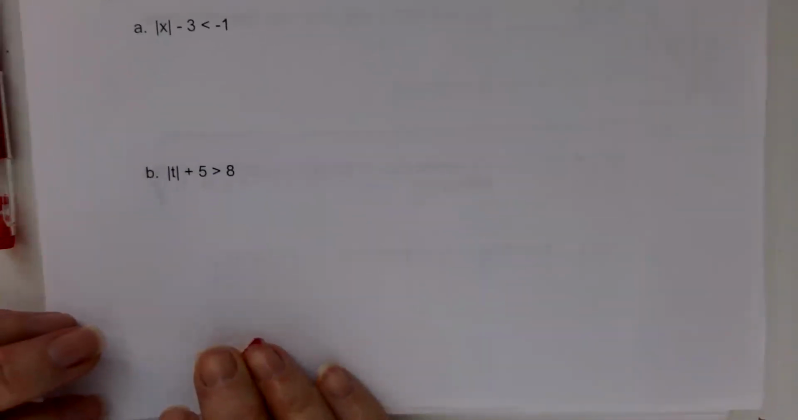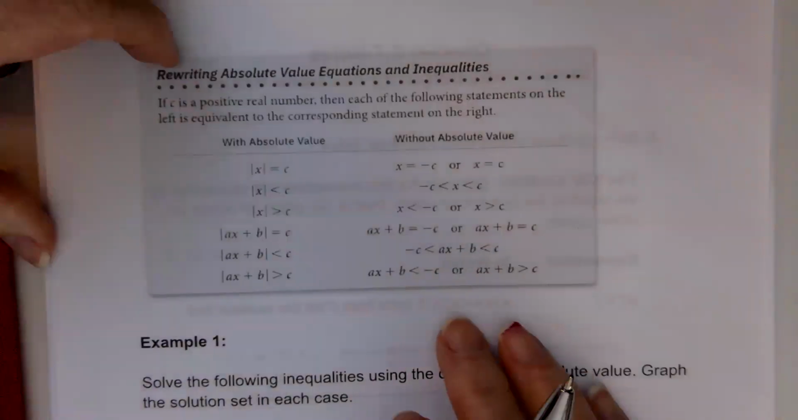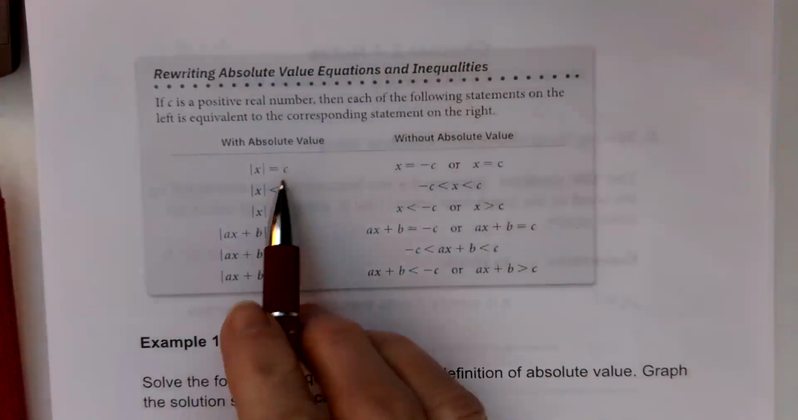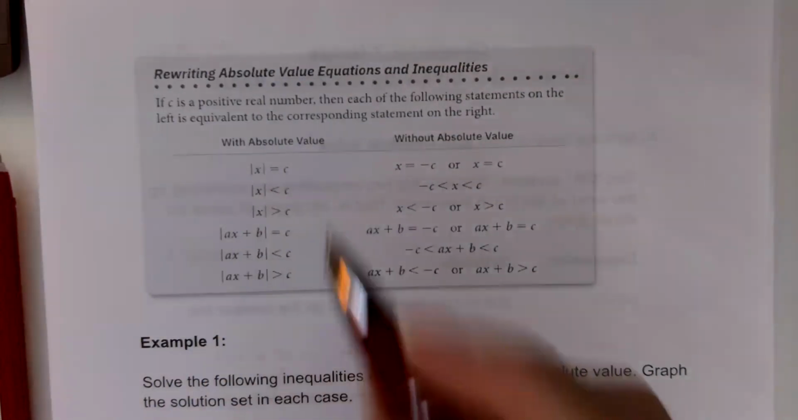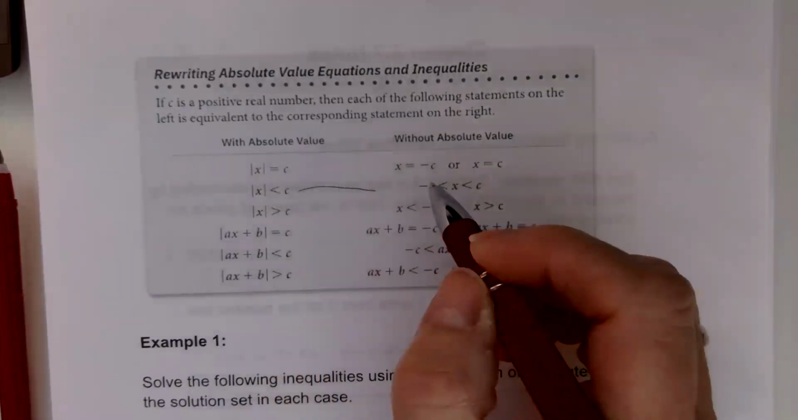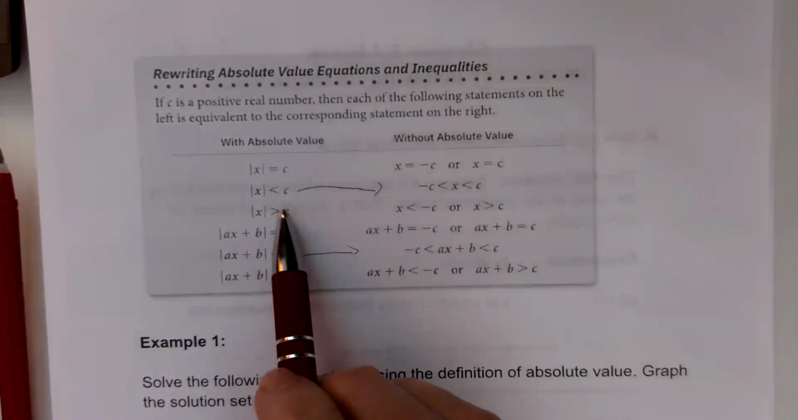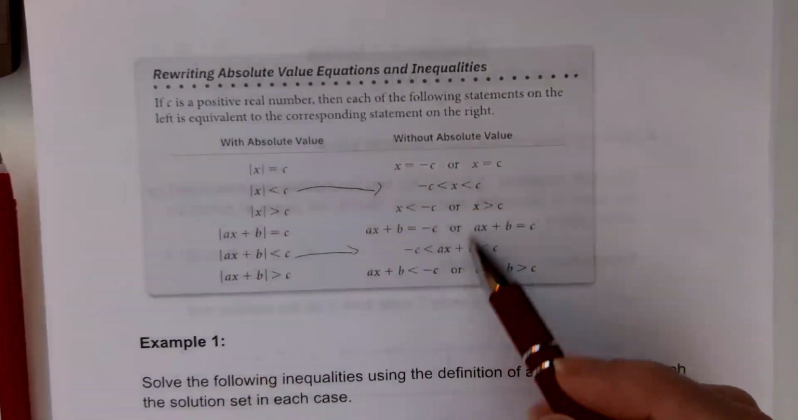So I've got the notation here from the book that I copied for you to use. So when it's less than, it's in between. And when it's greater than, we've got a union.